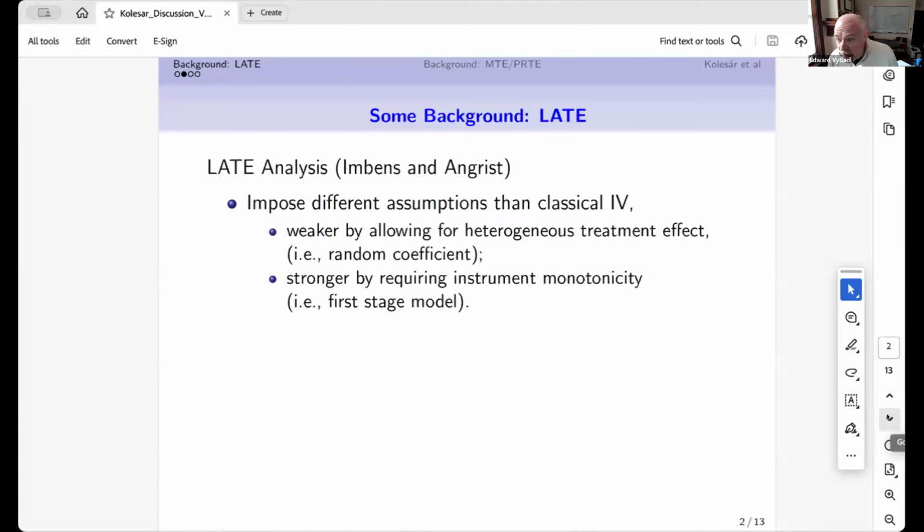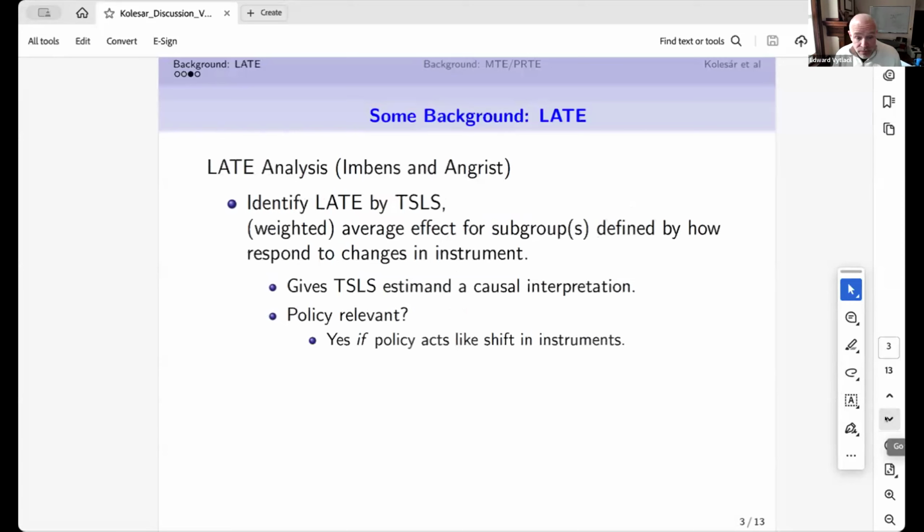So as everyone knows, I feel silly saying this in front of Guido, given that this is him. LATE analysis compared to classical IV imposes different assumptions. It's weaker and allows for treatment effect heterogeneity, or equivalently random coefficients, but at the same time is stronger by imposing instrument monotonicity, or in other words, a first stage model. So classical IV, there's no first stage model, but very strong assumption on the outcome. In comparison here, no assumption really on the outcome, but there is some assumption. It's implicitly a first stage model that may not hold for judges.